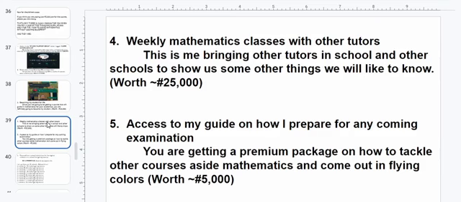And for me to bring other tutors, they are not just going to come. I'm going to pay them. Okay, so you're not going to be paying them. You're going to just be getting all of this for free, because you've gotten access to the course. That is why I'm doing all of this for you.